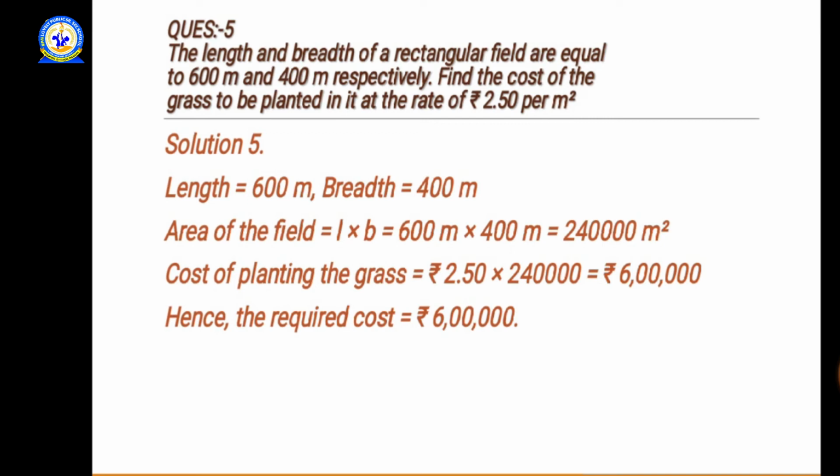The area of a rectangle is equal to L into B, that is equal to 600 meter into 400 meter, that is equal to 2,40,000 meter square area. So when the cost of 1 meter square is rupees 2.50, we will find the cost of 2,40,000 meter square multiplied by 2.50 rupees, that is equal to rupees 6 lakhs. So hence the required cost will be 6 lakh rupees.